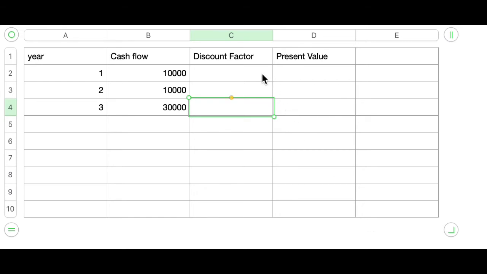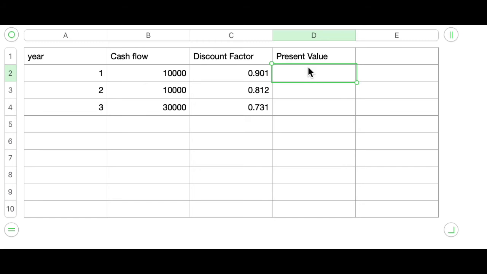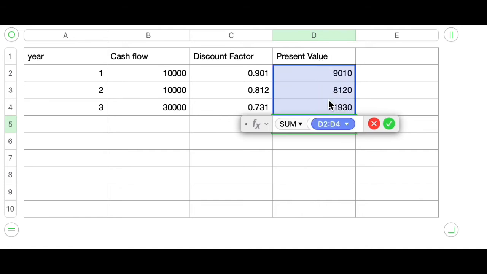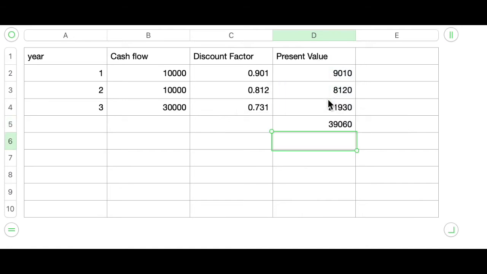Our implicit interest rate was 11%. So at 11%, the discount factors are going to be 0.901, 0.812, and 0.731. So the present value is the payment multiplied by the discount factor. We would use the same for the remaining 2 years as well. So then we can get the total of this. The total of all of these payments is going to be the present value of your lease liability, which is 39,060.